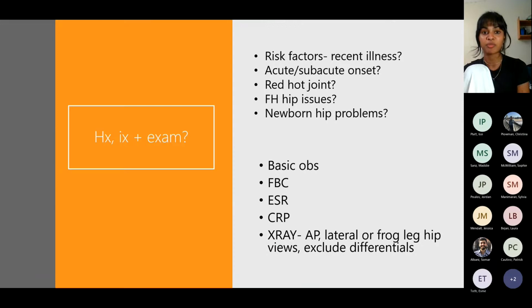So I've put just the pertinent things, but trauma is a really good point. I should add that to the slide. The main thing you want to know about with a child that's coming with hip pain or a limp are their risk factors. So has there been a recent illness? How quick was the onset? Did he wake up and seem to suddenly be in pain, or has it slowly been getting worse over a couple of months? Then classically, is it a red hot joint, which you could get from examination? You can also ask the mum. Family history, you guys said newborn problems. Newborn hip problems is a really good point as well.